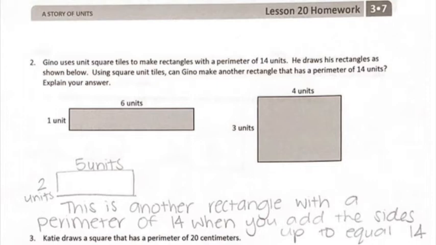If I could find another way to do this by adding them up to 7, I could find another rectangle, which is how I got my example, 5 units by 2 units. This is another rectangle with a perimeter of 14 when you add the sides up to equal 14.